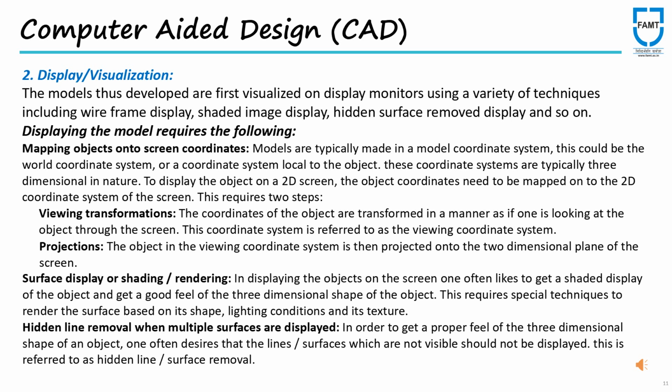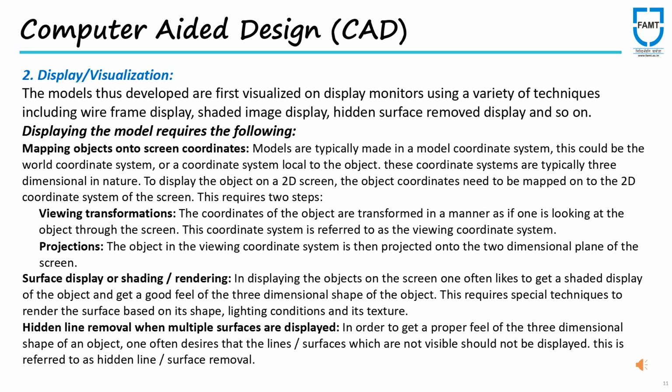First is called viewing transformation. Under viewing transformation, the coordinates of the objects are transformed so that it gives a feeling like the person is looking at the object through the screen, and the coordinate system is referred to as the viewing coordinate system. And second is projection. The object in the viewing coordinate system is then projected onto the two-dimensional plane of the screen.